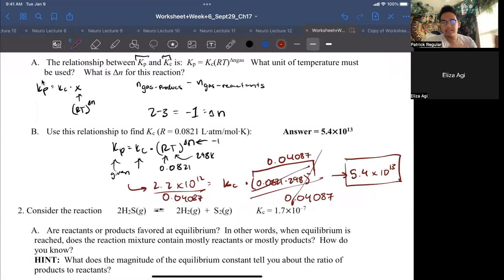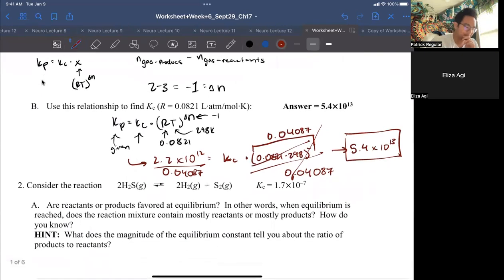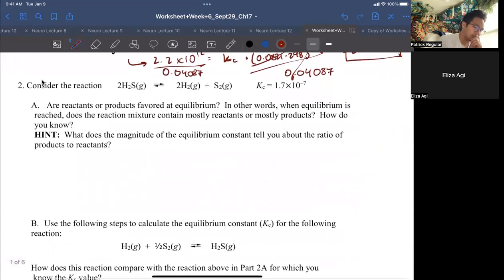And remember, the equilibrium constant is a ratio. So there's not really a unit for it, because it's a ratio, it's a constant. We're going for number 2.